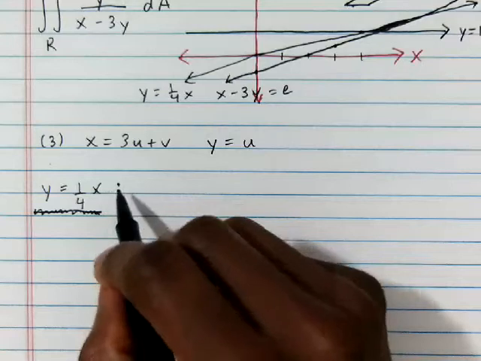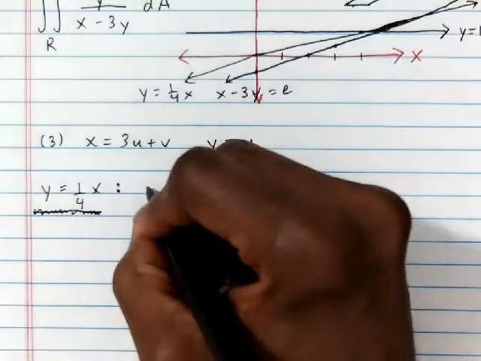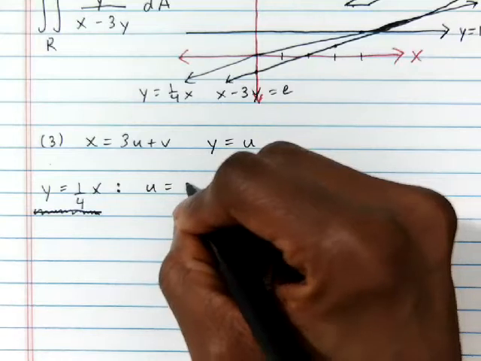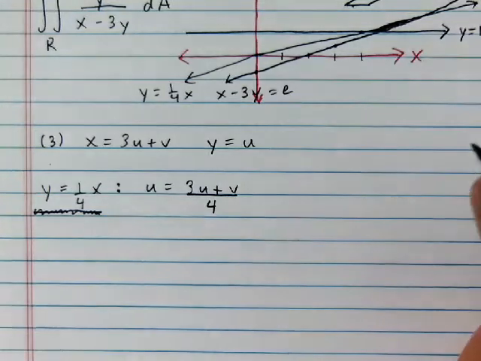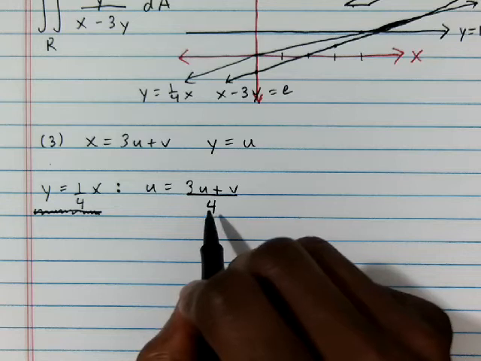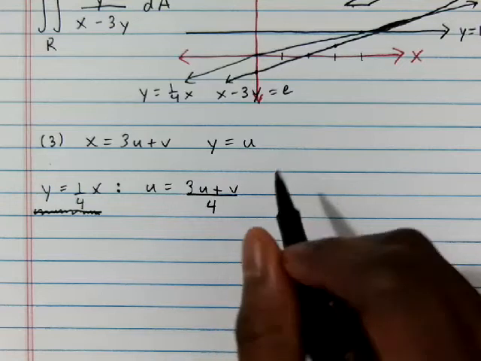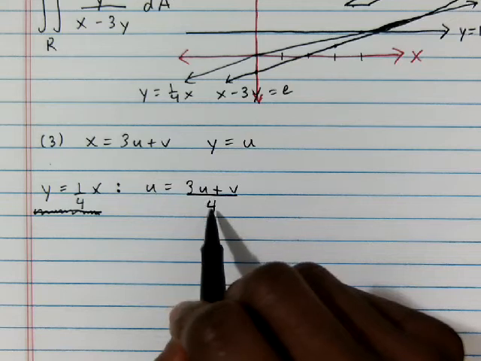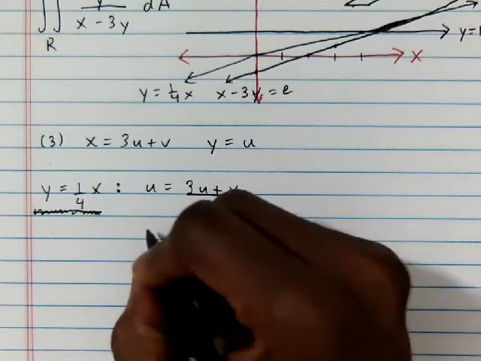So we take this in conjunction with that right there. So our y is the same as u. X is 3u plus v. So we get u equals 3u plus v over 4. And then what we're trying to do is isolate u or v, because we're trying to find bounds for u and v here. So what do we get? We move this 3/4 u over to the left. So we get 1/4 u equals 1/4 v. So this actually gives us u equals v.